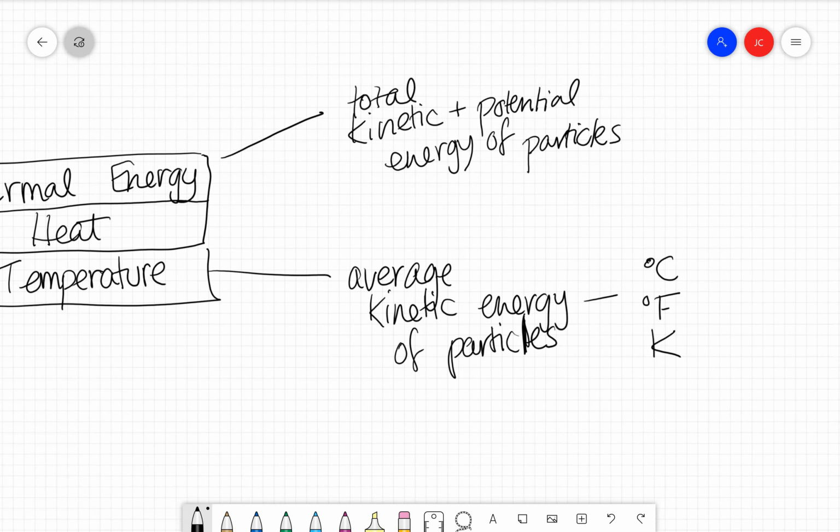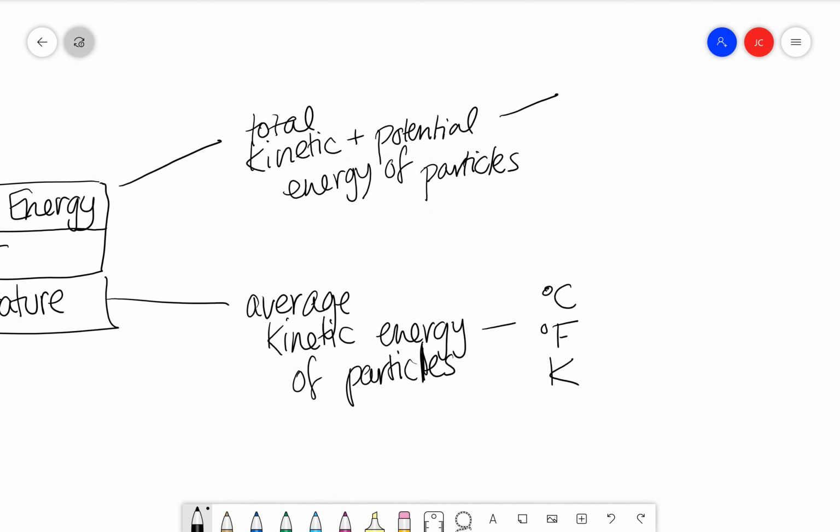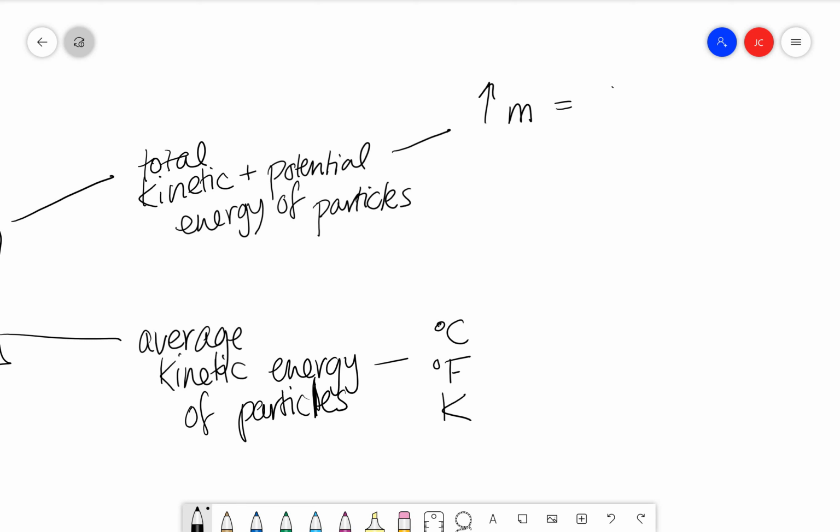Now, one thing that's important to understand about thermal energy is that the greater the mass of the object, the more thermal energy. This is important because the more mass an object has, the more particles are in it. And with more particles, you get more particle motion, and so more particle kinetic energy, and you get more particle bonds, so you get more particle potential energy. So greater mass, greater thermal energy.